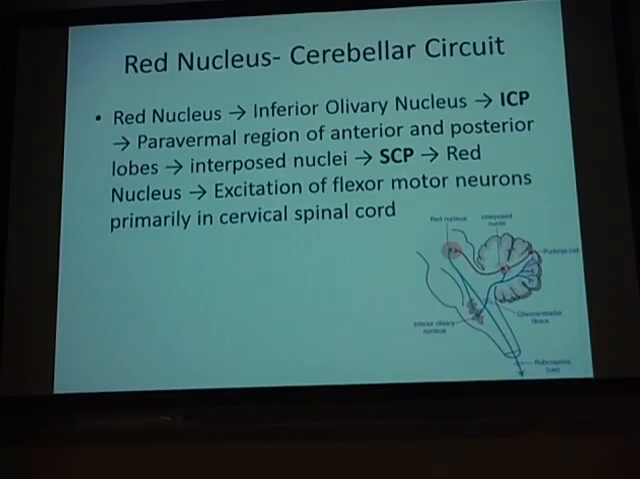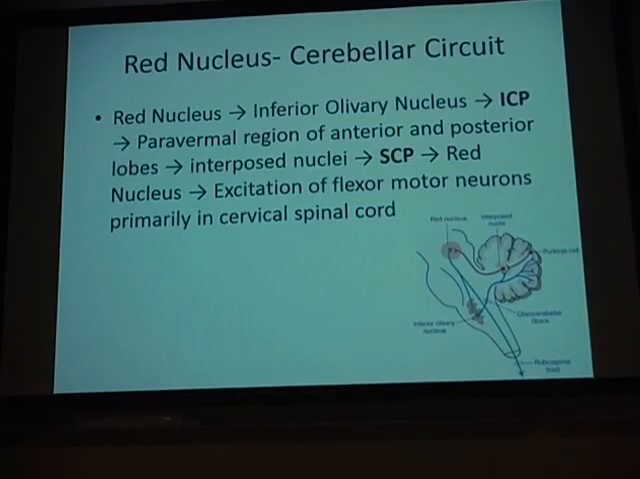So this is the circuit from the red nucleus to the cerebellum. Important for this one, we have 2 structures. One, the red nucleus that we've talked about a little bit in the past few weeks. We know that that's going to be the origin of the rubrospinal tract. Where else does the red nucleus get information from?